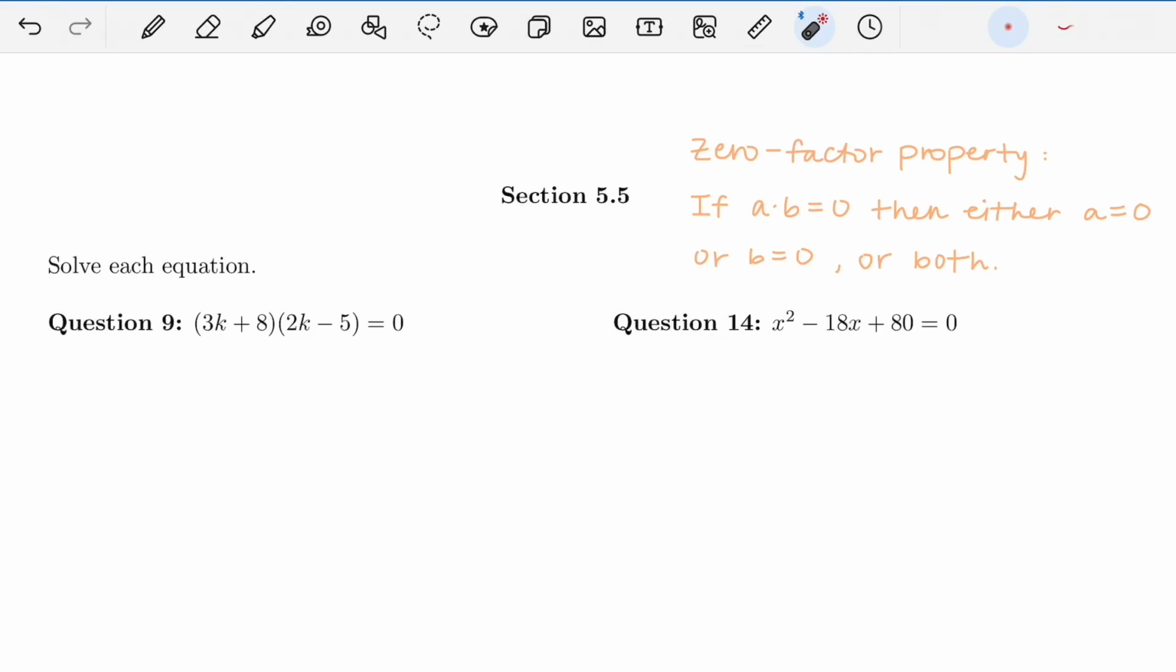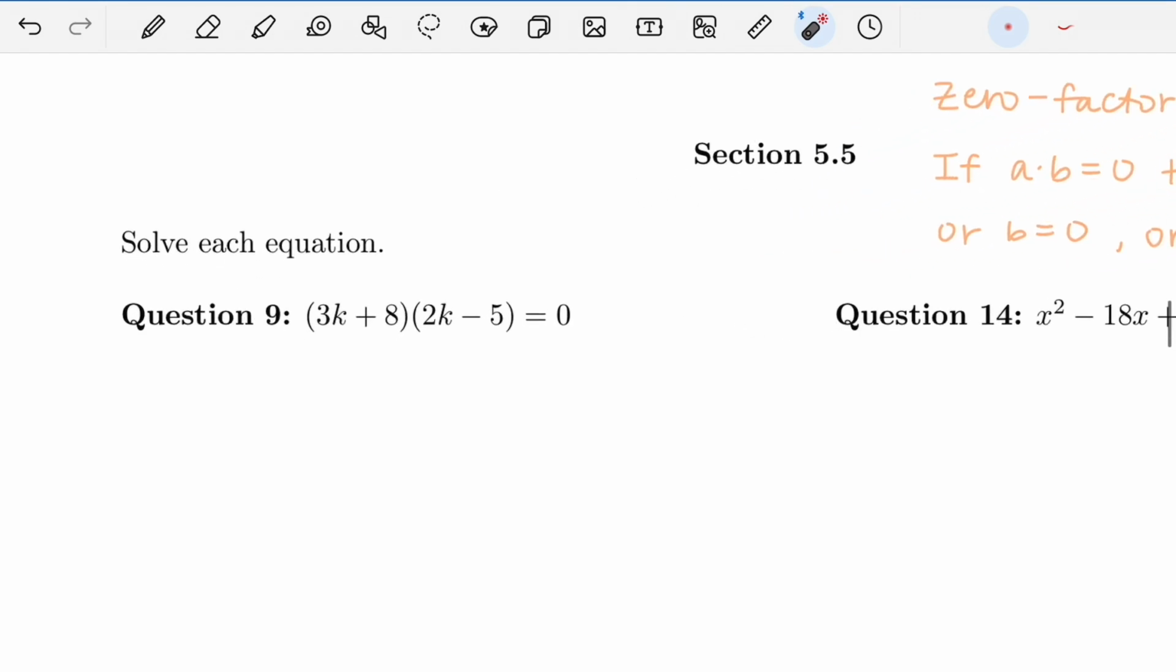All right, so this brings us to section 5.5, and in this section, we're going to solve quadratic equations using what's called the zero factor property. Now, I've written down this property here, and you can also find it in your textbook, but what it says is that if we are multiplying two things, A and B, and their product is equal to 0, then either A must be equal to 0, or B must be equal to 0, or both could be equal to 0. So we're going to use this property here to solve the following equations.